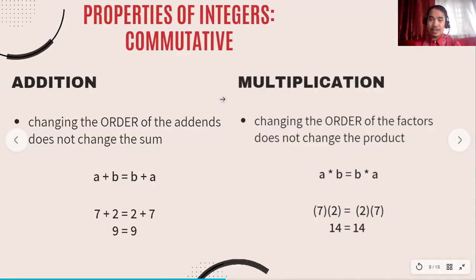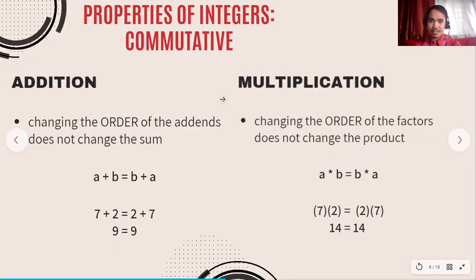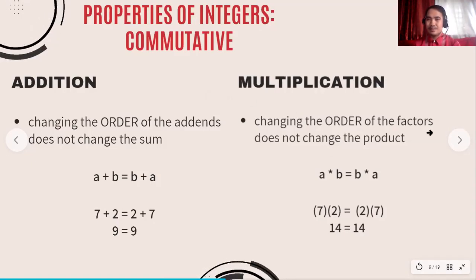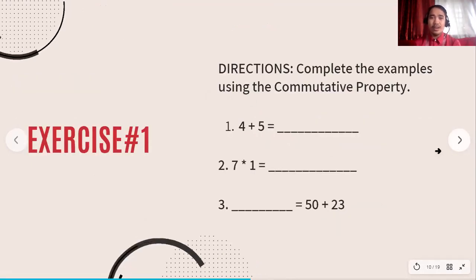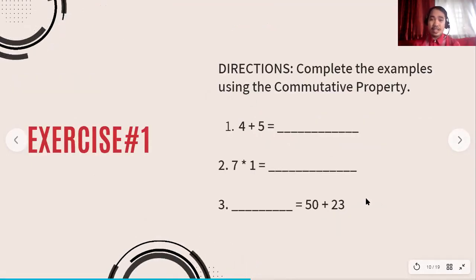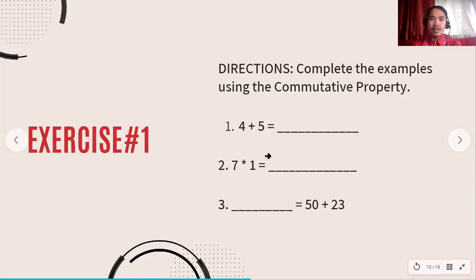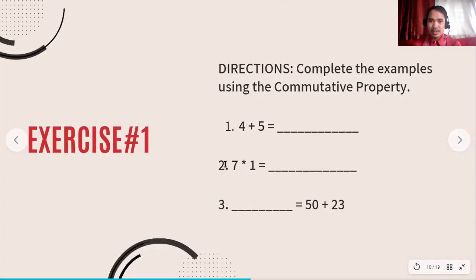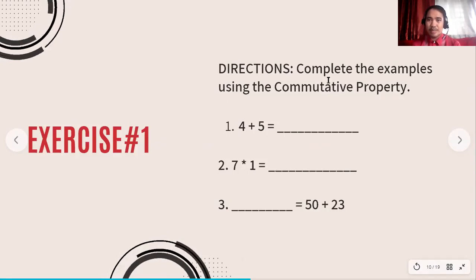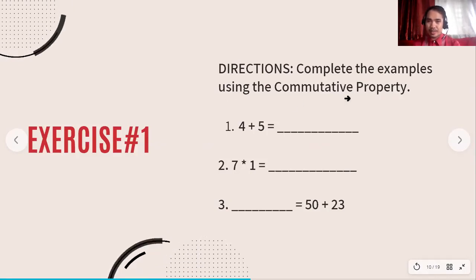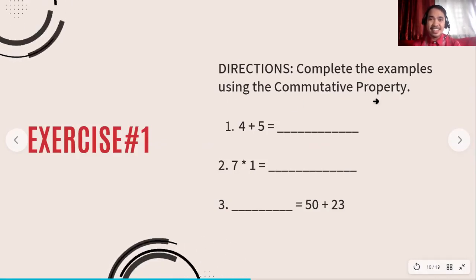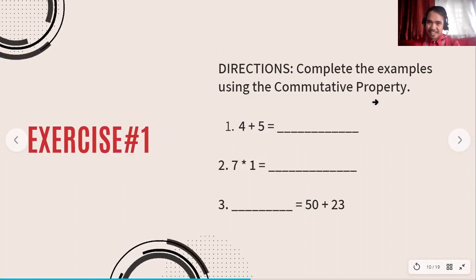Okay, class? Do you have any question? None? Oh, very good. Now, I want you to answer this 3-item exercise. Our direction is to complete the examples using the commutative property. Are you ready? I think you're ready now.